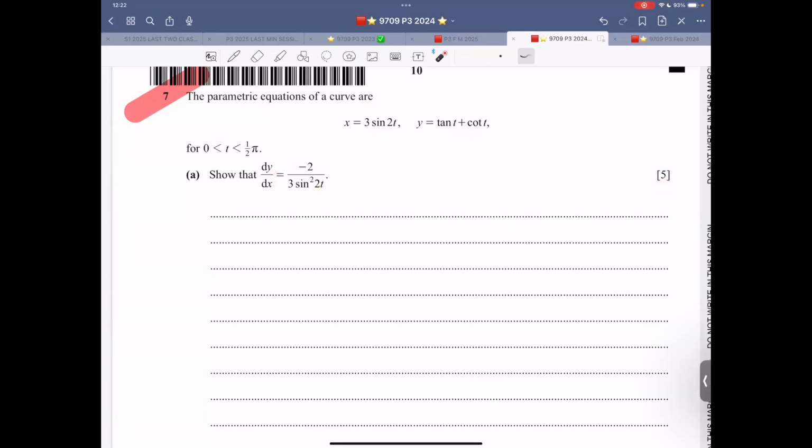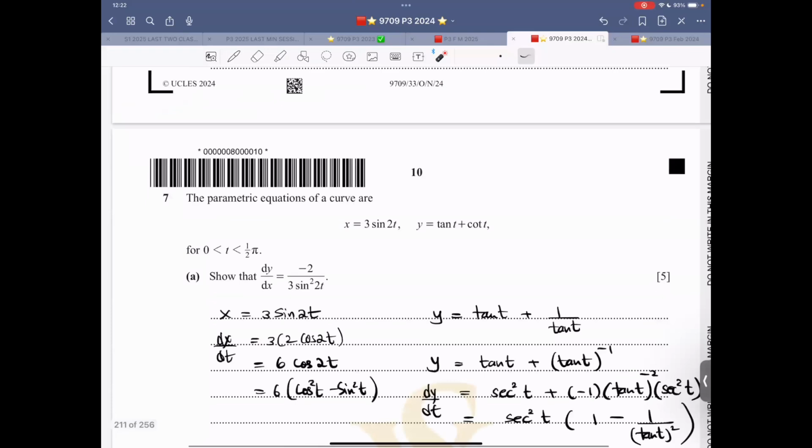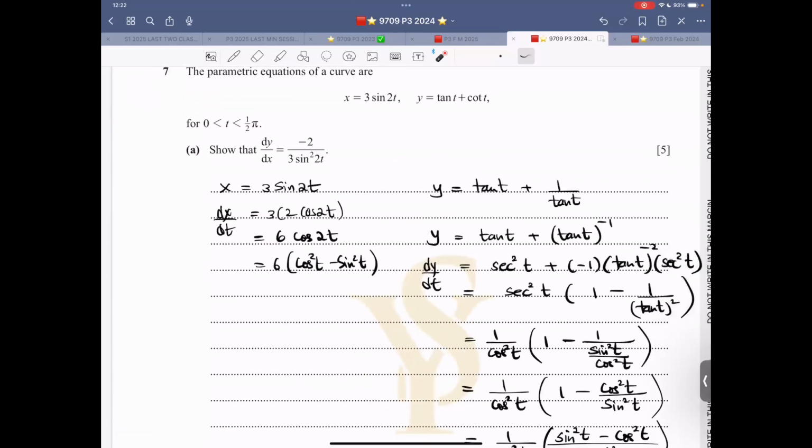Now, this differentiation was not tough, but lengthy. The x one was too easy. Dx by d theta, that is 3 into 2 cos 2t. That is 6 cos 2t. And this is for later on. There were different options for this.